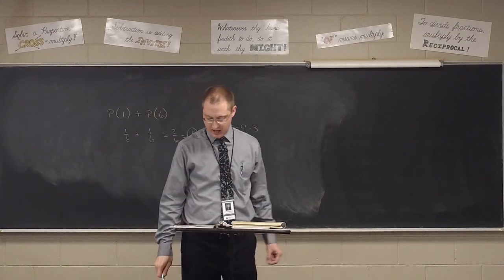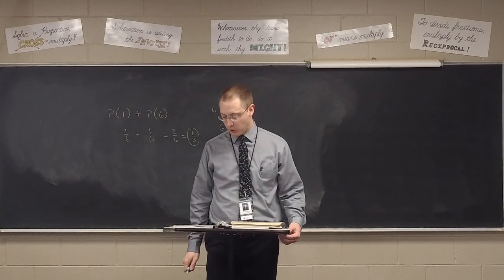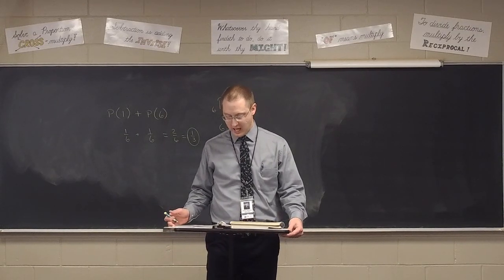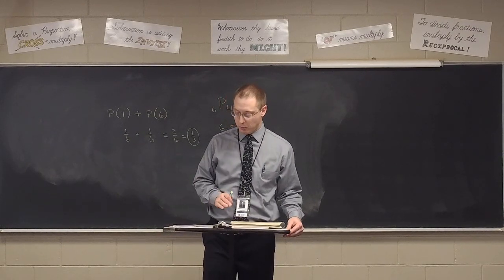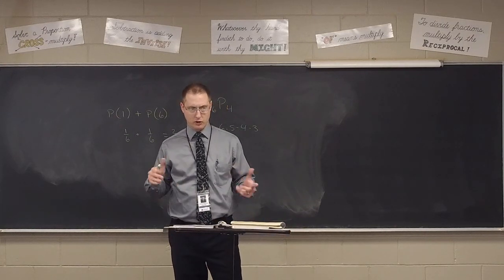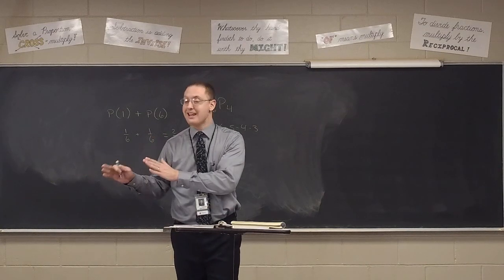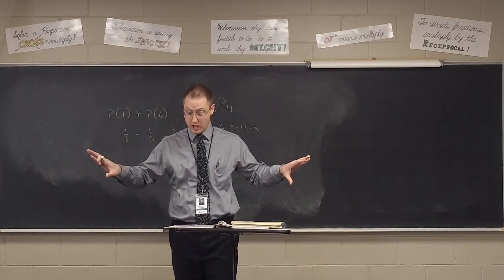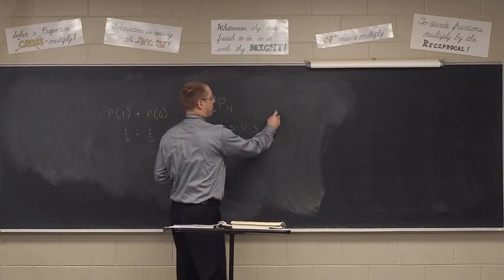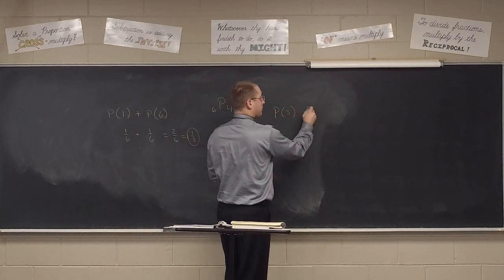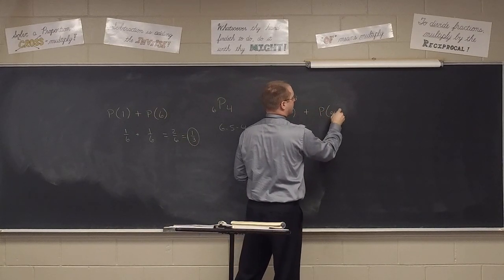Excellent. Number 5, if a die is rolled, what's the probability of rolling a 3 or an even number? Now, I do want to point out there's no overlap here. These are mutually exclusive. If you have a 3, that cannot also be even, correct? Because 3 is odd. So what we're going to look at here is the probability of a 3 plus the probability of the even number.